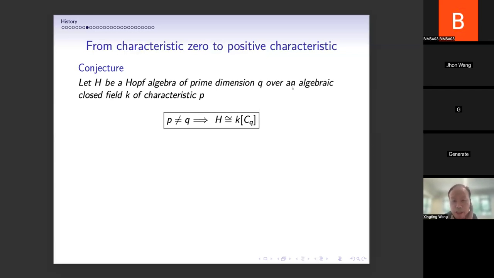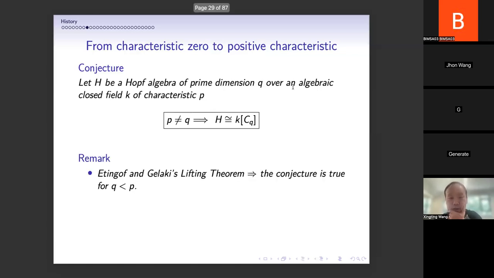So our conjecture, based on what we know, is that if the characteristic is not equal to the dimension of the Hopf algebra, then it always has to be a group algebra. It seems like a natural conjecture, but it turns out to be super hard to prove. So the idea is we know some boundaries where this condition holds. So we can use Etingof-Gelaki's lifting theory.